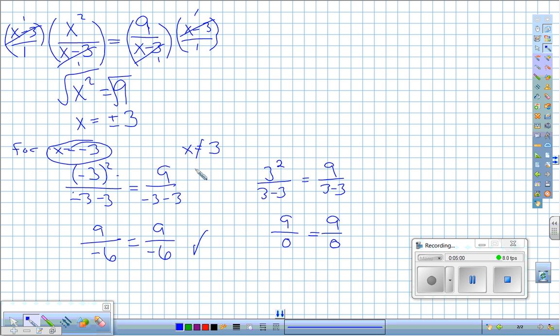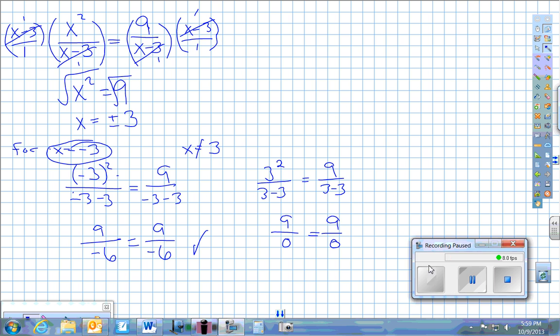So that's probably one of the harder parts, to actually go back and check your answers. But for everything that we're going to do in this section, we have to, because some answers just don't work. So this problem actually only has one solution. So x does not equal positive 3.